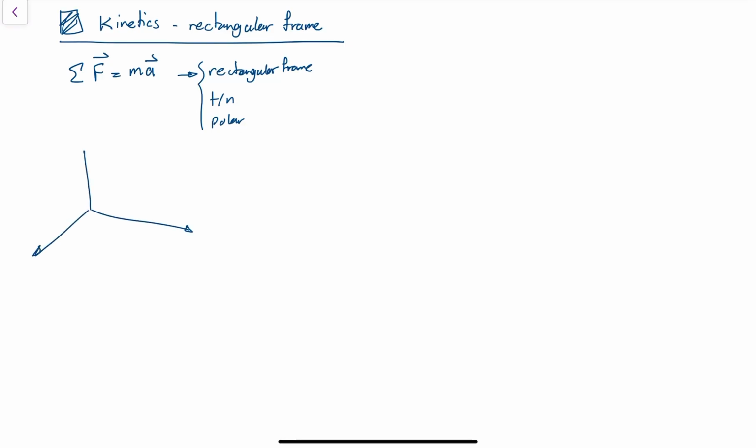Rectangular frame, you have your nice and familiar XYZ frame. And remember that for these equations to work, accelerations must be expressed in an inertial frame. So let's assume this frame is fixed, it's not moving. And you have a particle, and a force. Some force like this. This is the net force, or let's assume for now it's just one force.